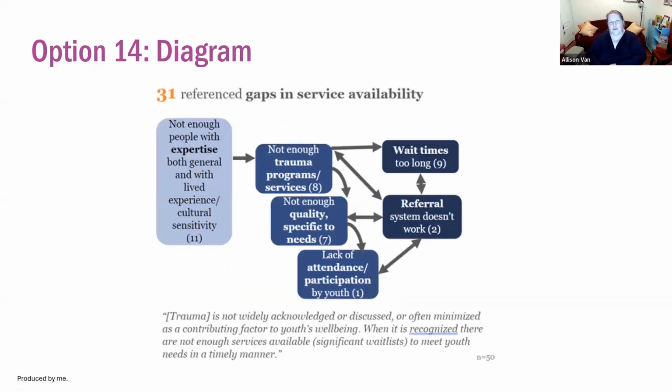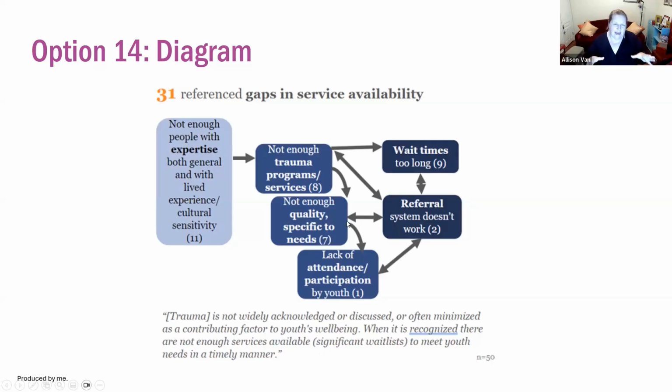Okay, option 14, a diagram. So in this case, we have a theme, gaps in service availability. We have 31 people who reference that. You can see down here, n equals 50. And then we have a quote here. But the other thing that we have is this little diagram.